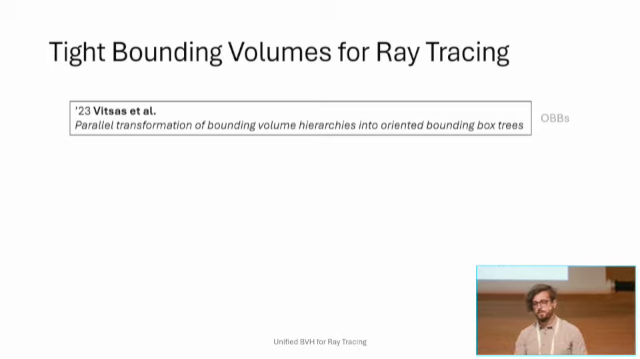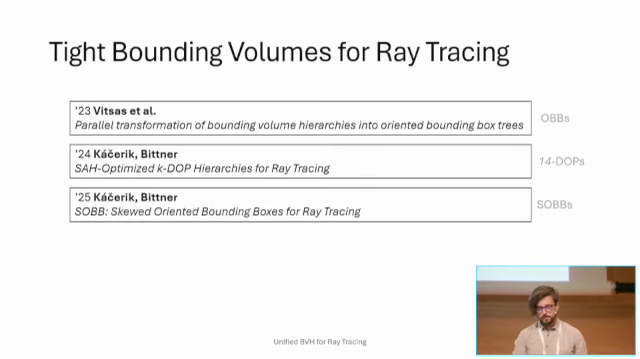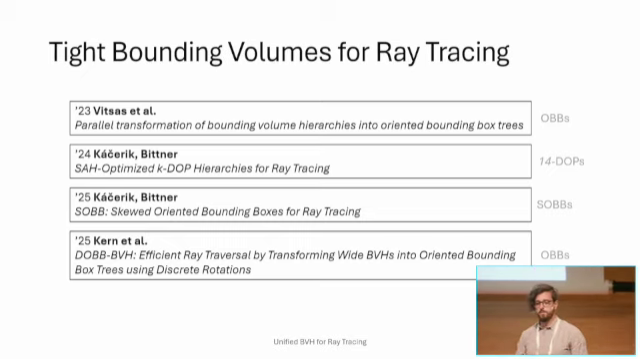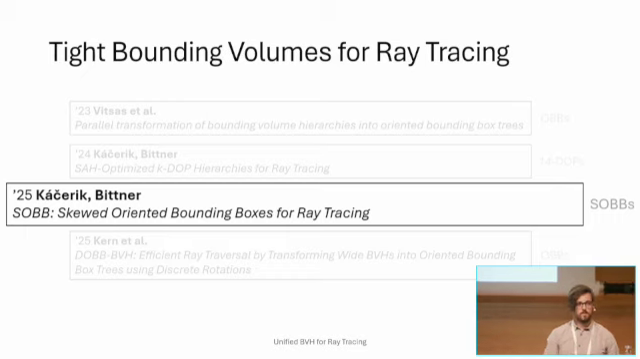In 2023, Bittner et al. showed us a way to construct the UBB hierarchy. A year ago, we introduced a way to construct the KDOP hierarchy. Just a few weeks ago at Eurographics, I presented our work on skewed oriented bounding boxes and their hierarchies. And today, you heard from Michael Kern and colleagues about a revisit of the topic of OBBs. During our work on SOBBs, we realized that they might fulfill the requirements I mentioned, and might represent the triangles and the bounding volumes at the same time.